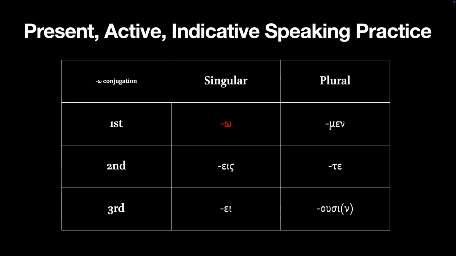One more time, a little bit faster, saying it along with me. O, eis, ei, omen, ete, usi. One more time, a little bit faster. O, eis, ei, omen, ete, usi. And you may want to pause here and say it aloud a few more times, a bit faster.